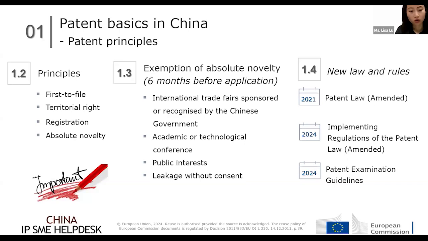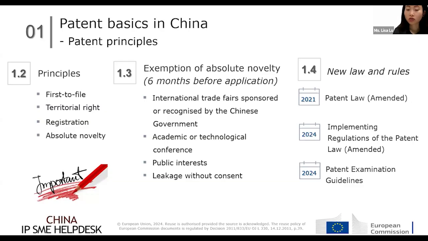And if your invention is disclosed for public interest, or someone leaked your invention without your consent, for those situations, you can still enjoy the absolute novelty. That means patent application is still possible within 6 months. So the timing is very important.